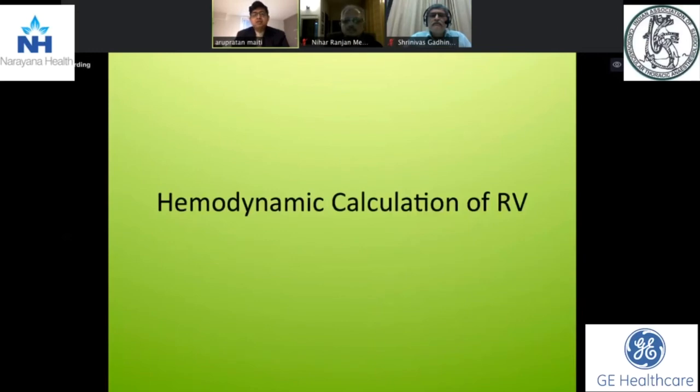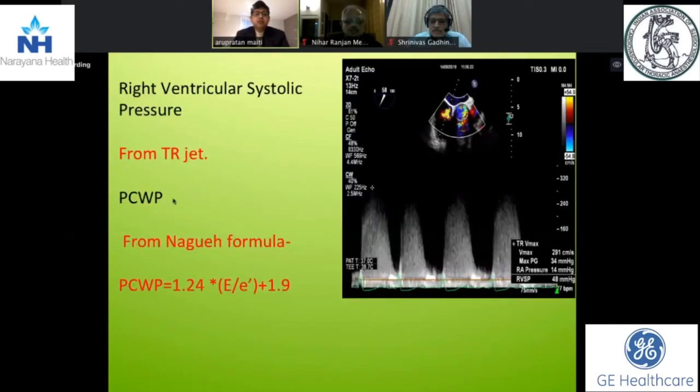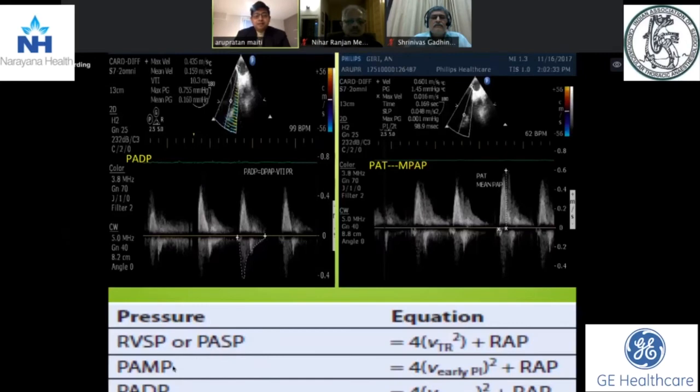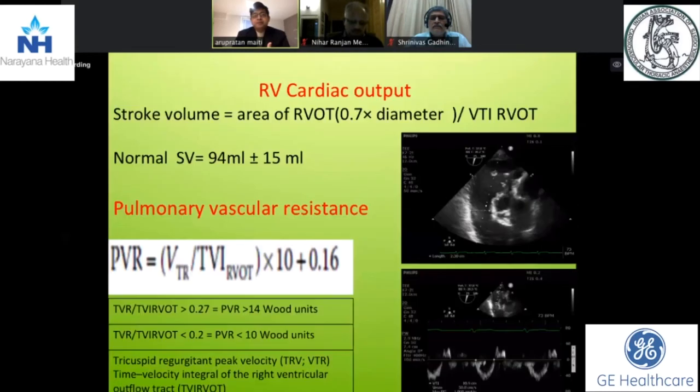Hemodynamic calculations of the RV. We need to take right ventricular systolic pressure from the TR jet. Pulmonary capillary wedge pressure we can get from the Nagueh formula, but this E by E prime is from the LV. We can also get pulmonary artery mean pressure from the early PR velocity and pulmonary artery diastolic pressure from the late pulmonary regurgitation velocity.